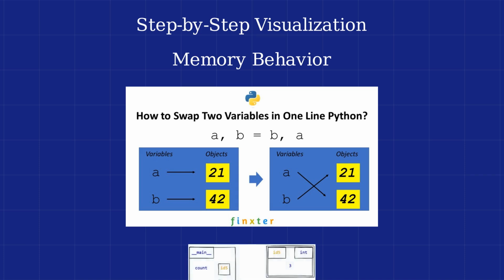This behavior is consistent with Python's reference-based variable system. Variables are simply names that refer to objects in memory. The swap changes these references without needing to move or copy the actual data.